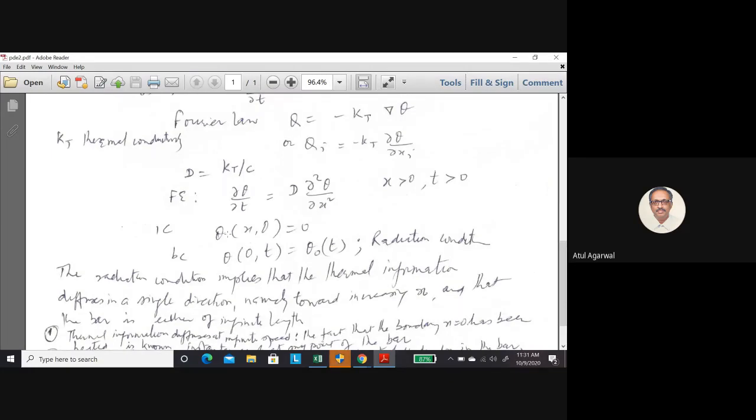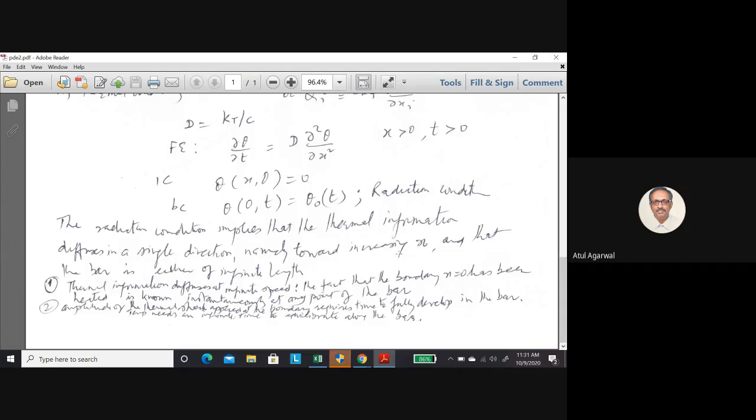The initial condition is that we give temperature at t equal to 0. We say it is 0. This shows the difference of temperature from the initial temperature. And the boundary condition is given at the left end, which is like temperature applied at the left face. And at the other face, since the bar is of semi-infinite length, we have a radiation condition that the solution is finite at that point.